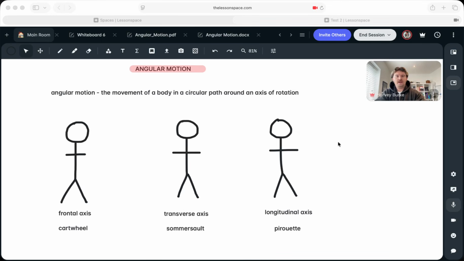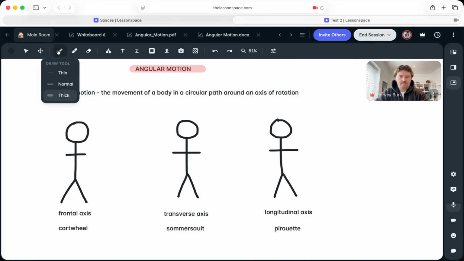Hey guys, so here is a complete run through of angular motion for OCR and AQA A-level PE. So firstly, they expect you to be able to define angular motion. So angular motion is the movement of a body in a circular path around an axis of rotation.